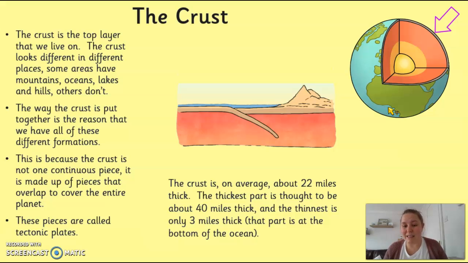Now, the crust is about 22 miles thick, it says there. Okay, the thickest part about 40 miles thick, the thinnest part 3 miles thick at the bottom of the ocean. Okay, so not very thick at places, but quite thick in other places. And this is the part that we live on. So the crust, where we live, made up of land and water.